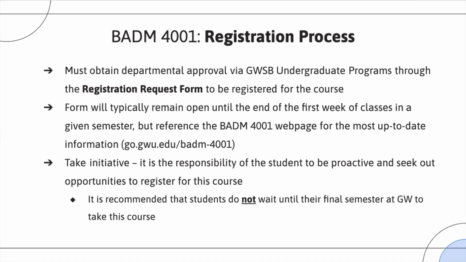By completing the BADM 4001 registration request form, you are completing the necessary step to request the departmental approval from GWSB undergraduate programs, which is required to be enrolled in this course. The form will typically remain open until the end of the first week of classes in a given semester, but we encourage you to refer to the BADM 4001 webpage for the most up-to-date information and deadlines.